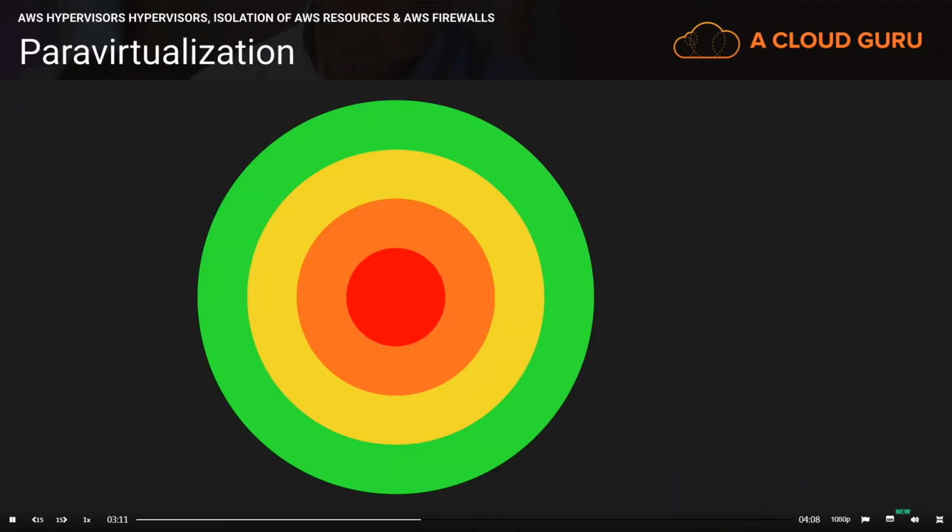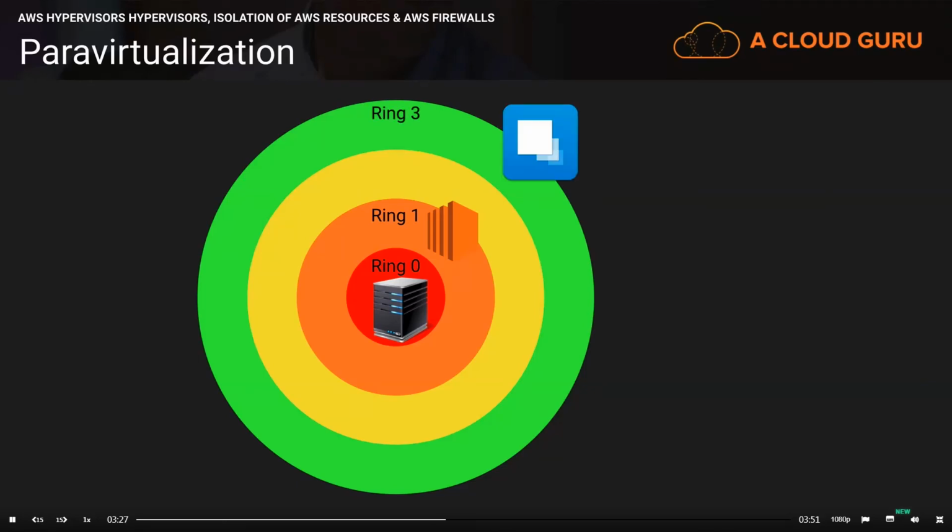So let's have a look at what this looks like. We've got our rings here. Ring 0 is our most privileged, and that's where our Xen hypervisor runs. Inside ring 1, we're going to have our EC2 instances, and I should point out again, this is for PV only. So in ring 1, that's where we have our EC2 instances, and then our actual applications are in ring 3. So they're segregated by these different rings.